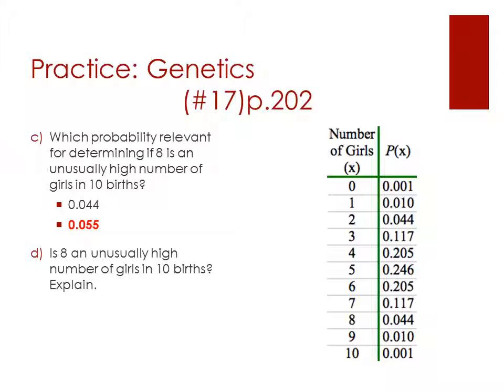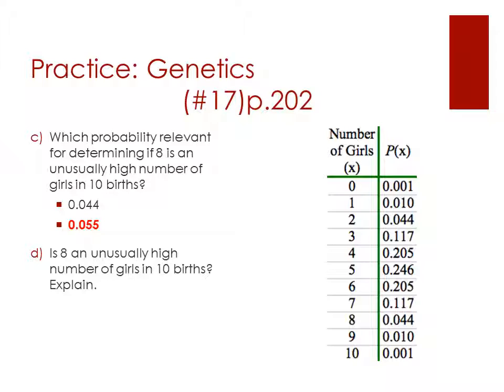Again, this is because if we have 8 girls, that is also encompassed. If I have 9, that also encompasses 8. And if I have 10, that also encompasses 8. So now we're ready for the last step for problem 17, which is question number D. Is 8 an unusually high number of girls in 10 births? So keeping in mind, now we're using our value of P of 8 or more. So remember this when you're looking at homework problems and exam problems. If it's asking whether something is an unusually high number, they're actually asking you to use the probability of that value and all others as extreme. Okay, so be very careful about that when you're doing your calculations.